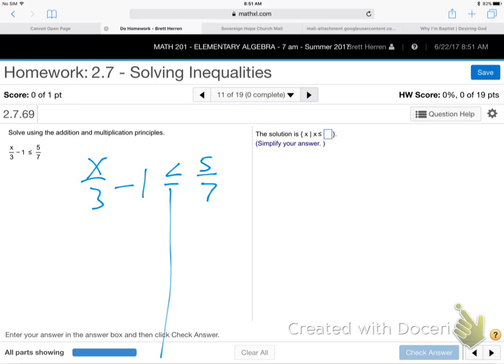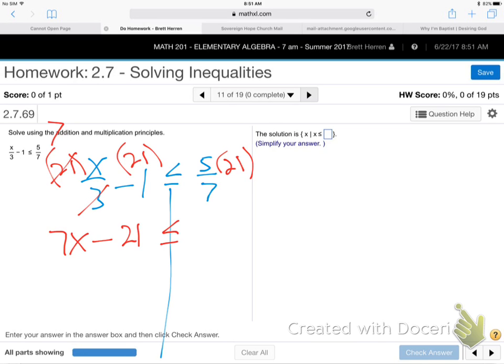All right, y'all doing okay on that? So 21, 21, 21. Right on through like that. And then 3 goes into 21 7 times. Remember, you cross cancel and multiply what's left over. What's left over? 7x minus 21. And 7 goes into 21 3 times. What's left over? 3 times 5, 15.